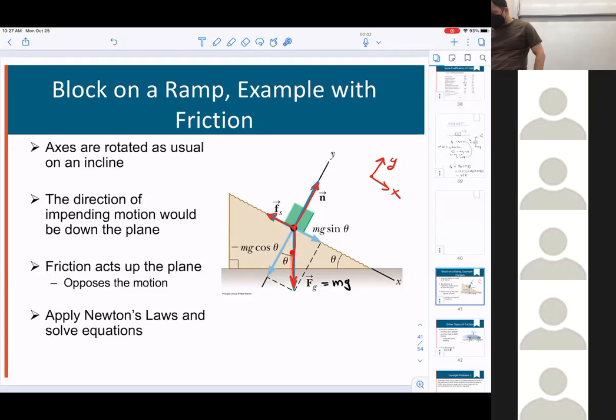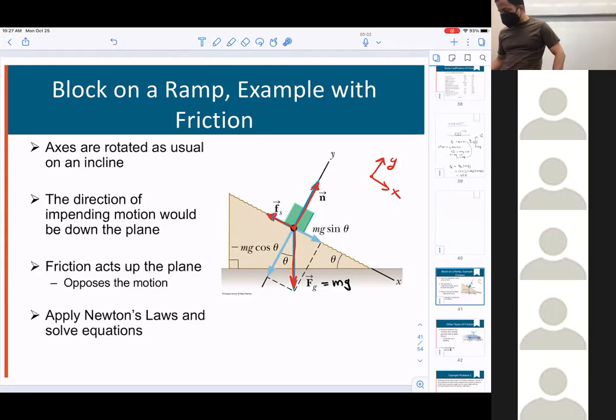So what this picture here is showing is that because this force of gravity is at a weird angle, we can write it as a sum of a component along the x-axis plus a component along the y-axis. So this is the x component of this force of gravity. This is the y component of the force of gravity. And we'll go through it in some detail in a bit.